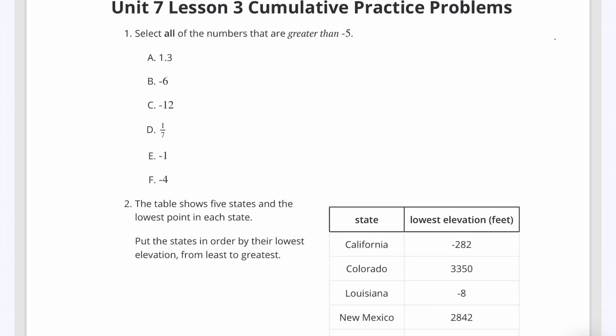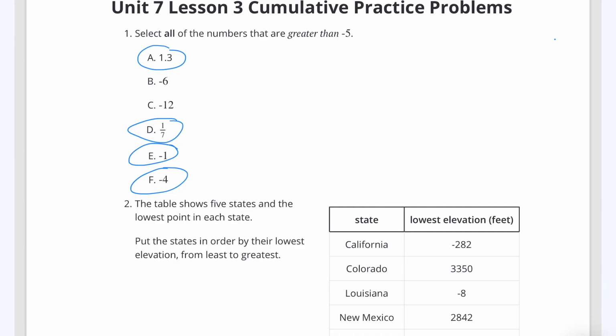Select all of the numbers that are greater than negative 5. 1.3 is greater than negative 5, so is 1/7. Negative 1, negative 4, whereas negative 6 and negative 12, those are to the left of negative 5 on the number line.